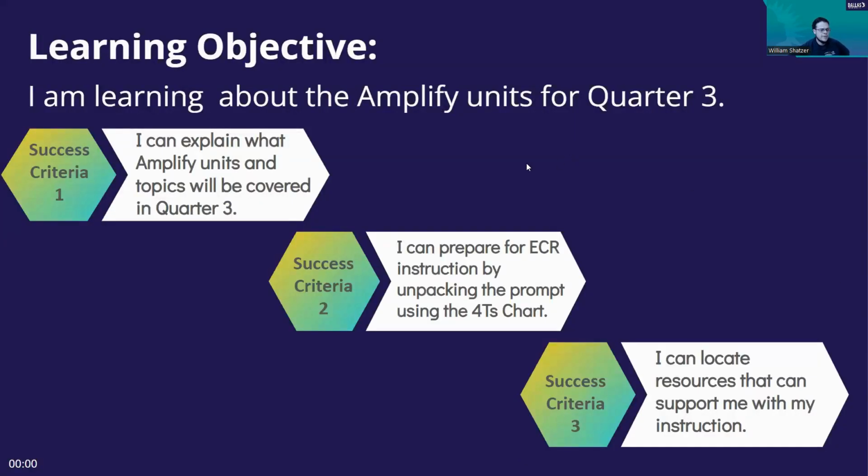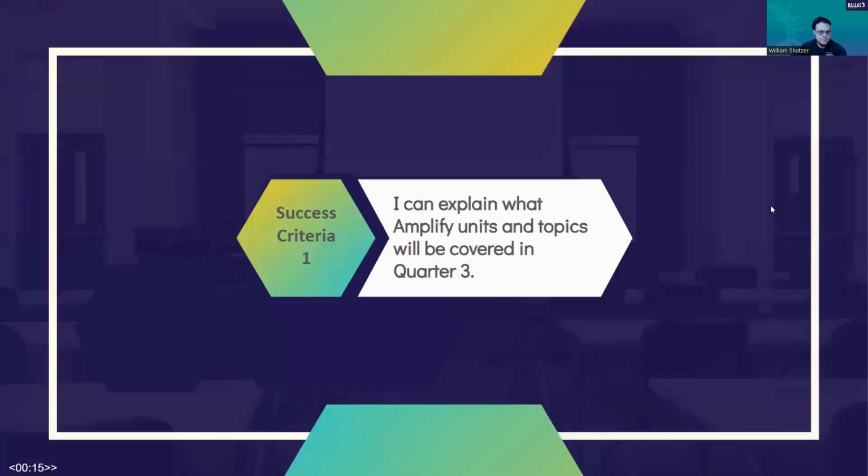Our learning objective for tonight is I am learning about the Amplify units for quarter 3. Our success criteria are as follows. I can explain what Amplify units and topics will be covered in quarter 3. I can prepare for ECR instruction by unpacking the prompt using the 4 T's chart, and I can locate resources that can support me with my instruction.